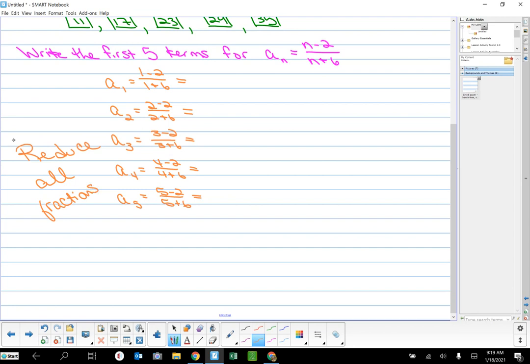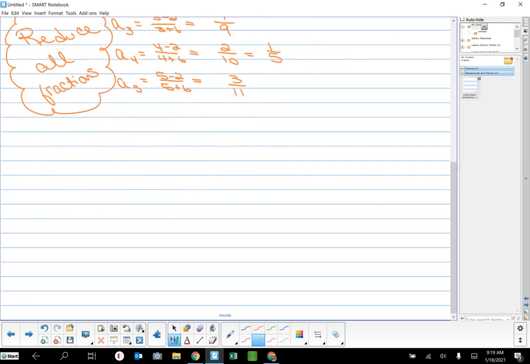Some of these you're going to get some crazy, weird numbers for. So this is going to be a negative 1/7, not reducible. This is going to give you 0 over 8. Make sure you reduce to 0. This is going to be 1/9. And then we're going to have 2 over 10. Make sure that becomes 1/5. And then 3 over 11. Okay? All right. Next one.